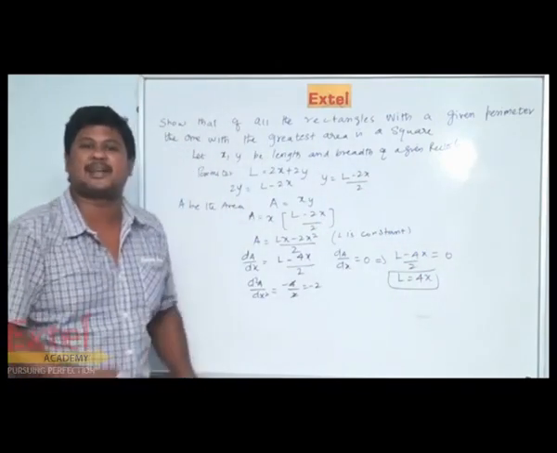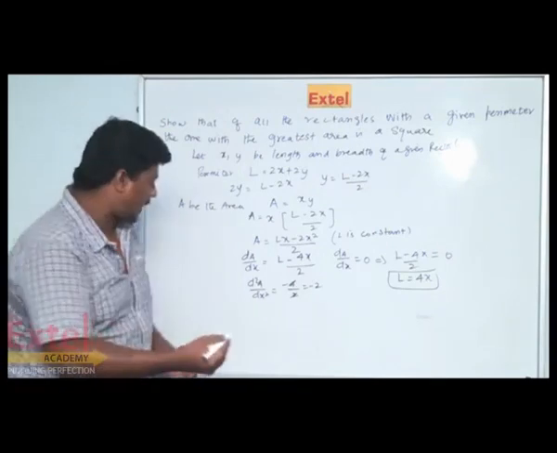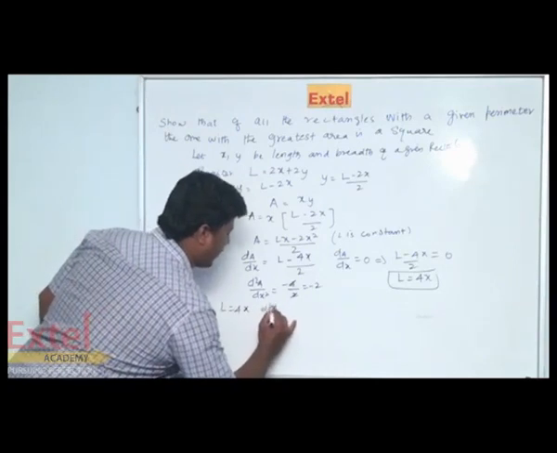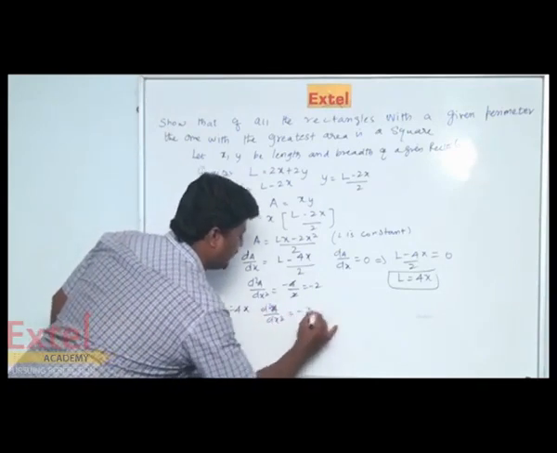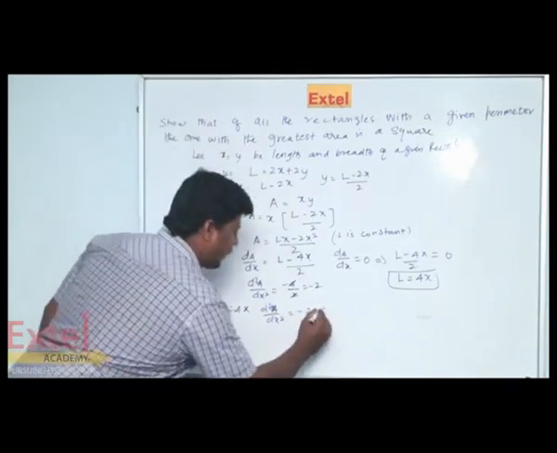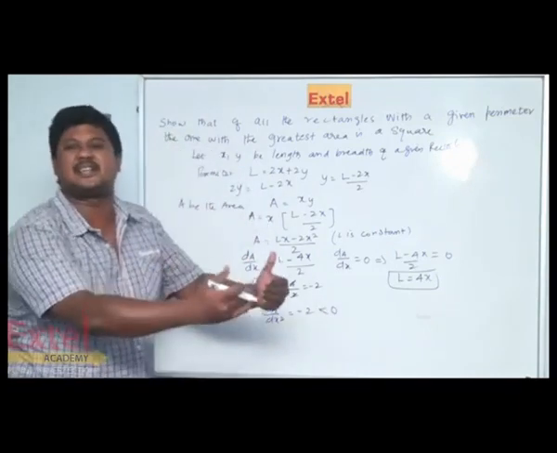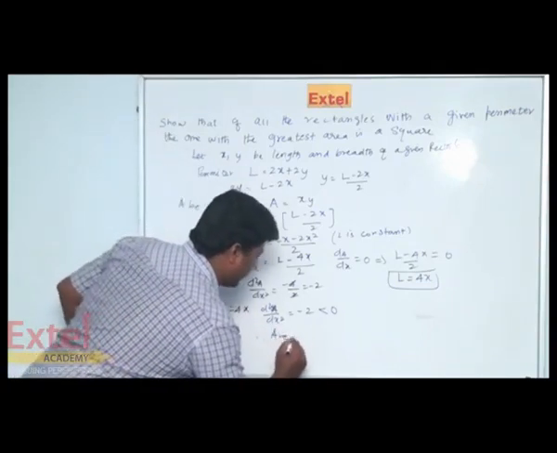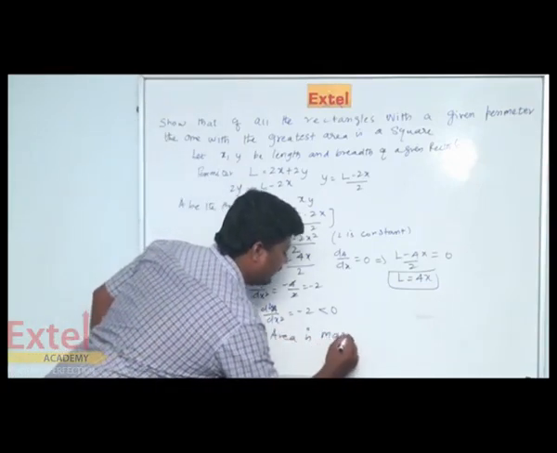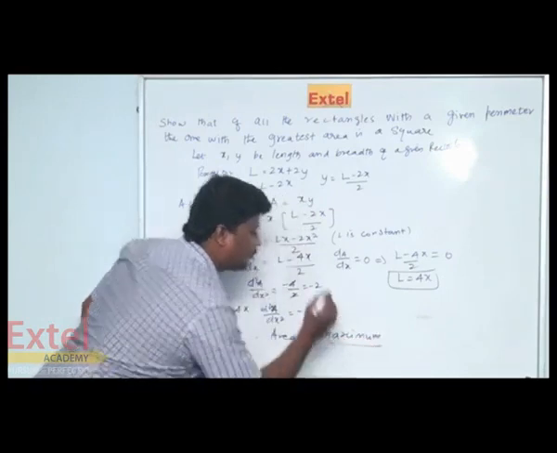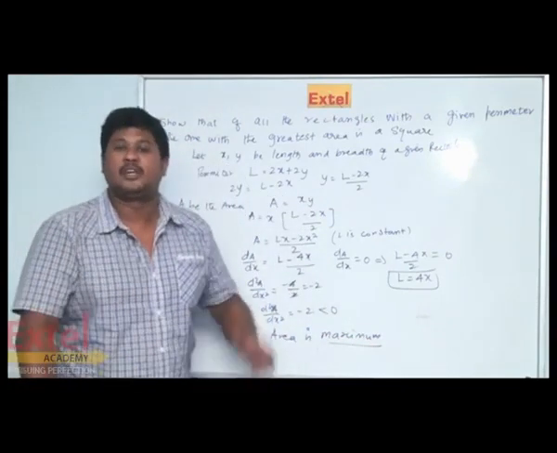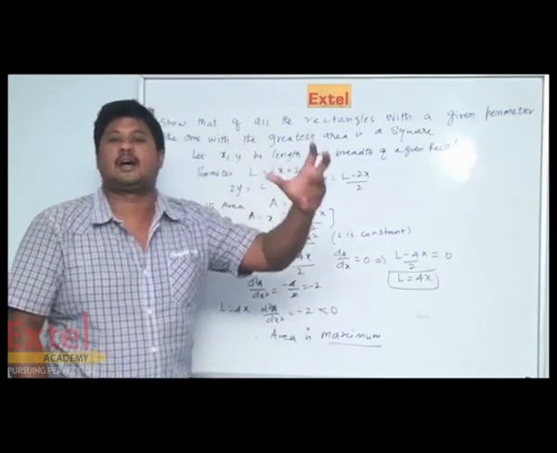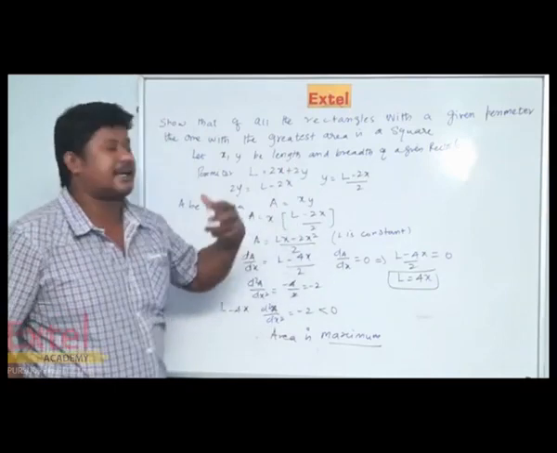To find out whether it is a maximum or a minimum area, d square A by dx square is minus 2. Since minus 2 is a constant, it is less than 0. Since it is less than 0, I can say the area is maximum. So the first part is proved: the area is maximum. Now I am going to prove that the rectangle becomes a square.